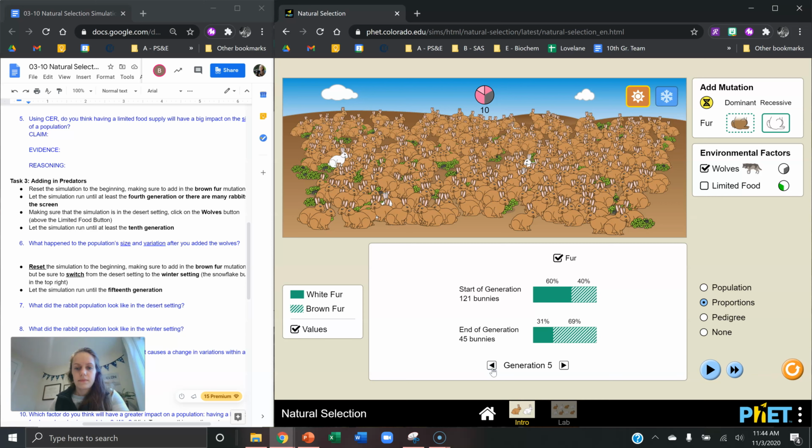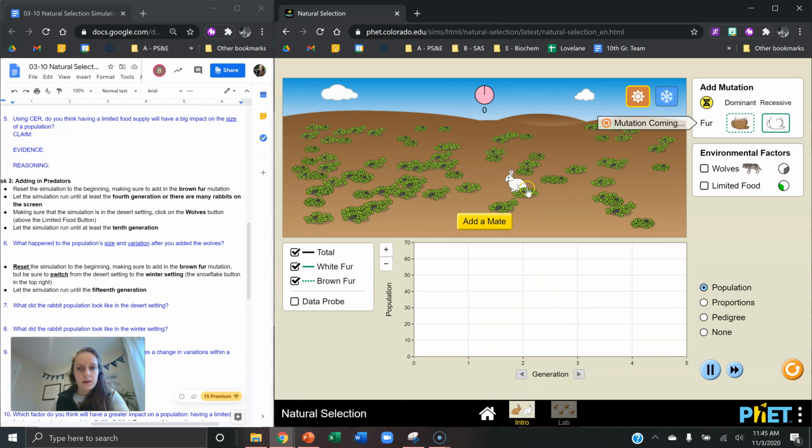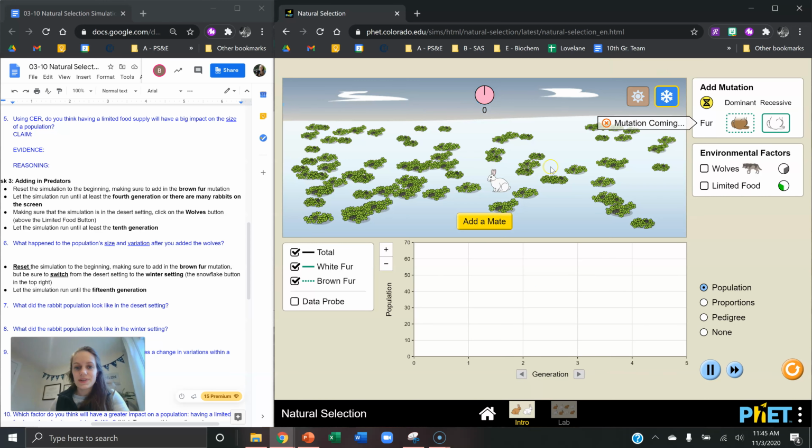Okay, you should be able to go through and pause at any point, take a few minutes to answer question number 6 in task 3. And I'm going to go ahead and complete the second half of task 3. Okay, so we reset, we click our brown fur mutation, and switch to our winter setting. We're going to add a mate.